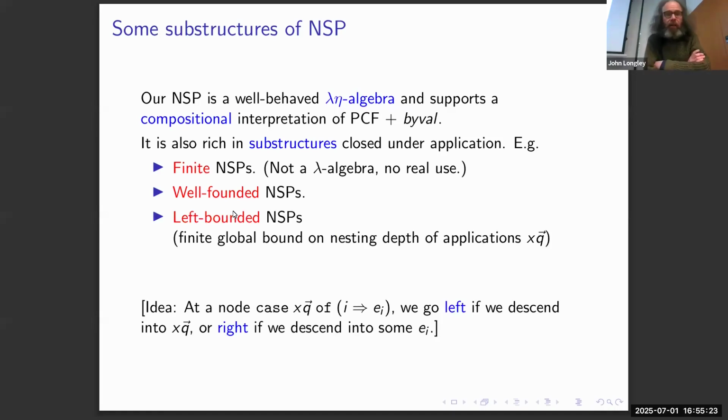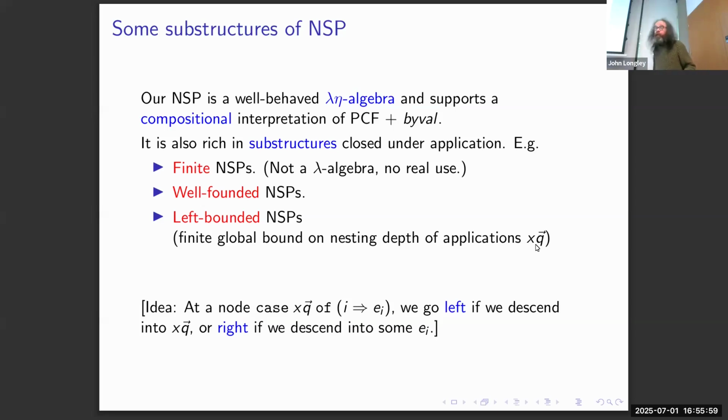Now, some slightly more subtle things. There's a class of what I call left-bounded NSPs. So think about the nesting depth of applications. We saw examples where you had F nested. So if you've got a tree where there's some finite number D that is a global bound for the entire tree on the nesting depth of applications. So we've got these applications appearing within trees, and we have applications within applications. But if they're never nested to depth more than 14, say, then we have a left-bounded NSP.